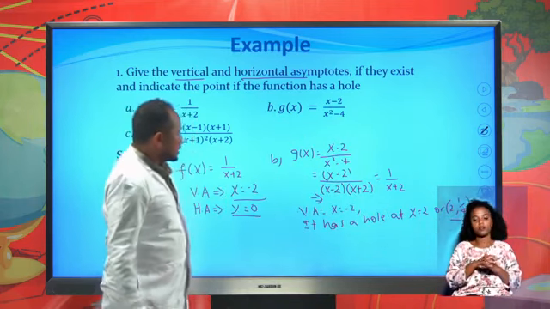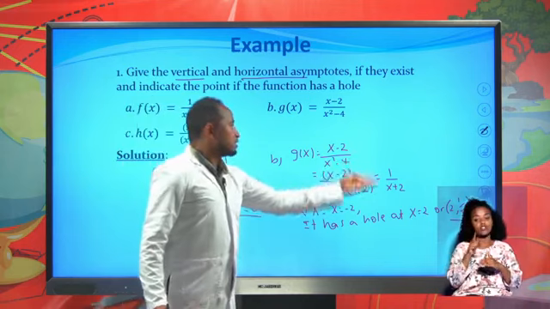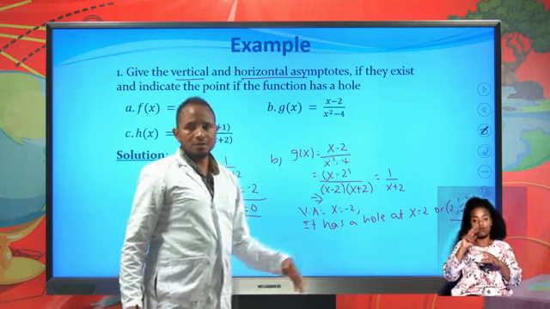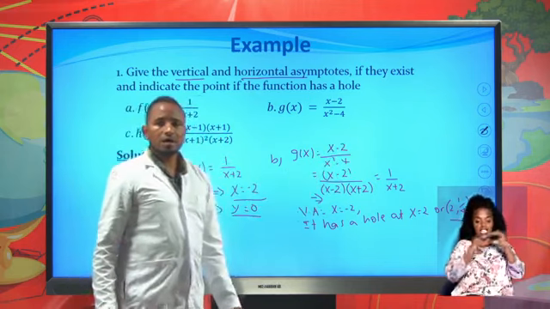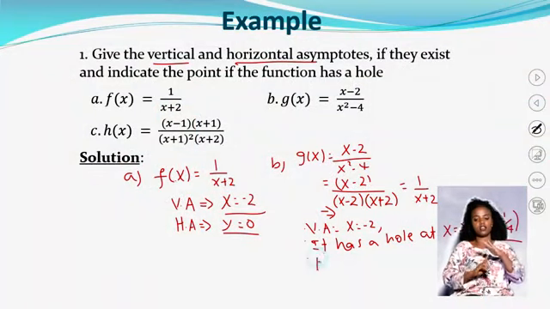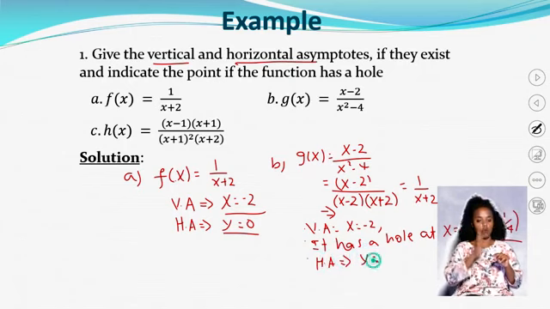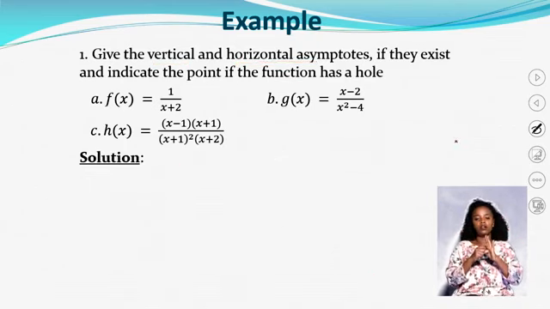Now, next, as you can see, the degree of numerator is less than the degree of denominator. In this case, it has a horizontal asymptote. The horizontal asymptote is simply y equals 0. Now, let's see the third example. Now, let's see C.